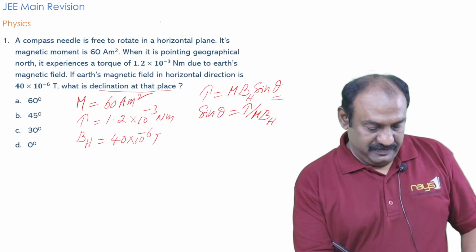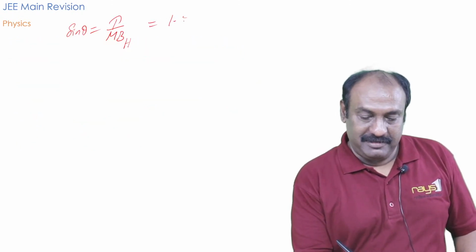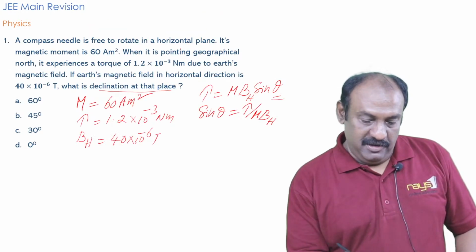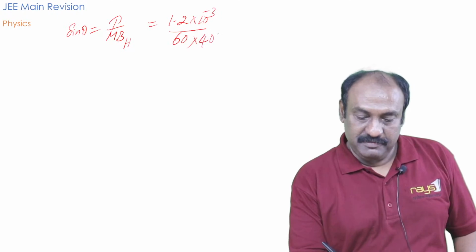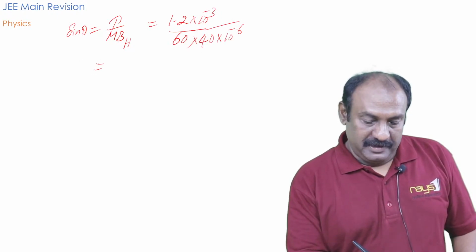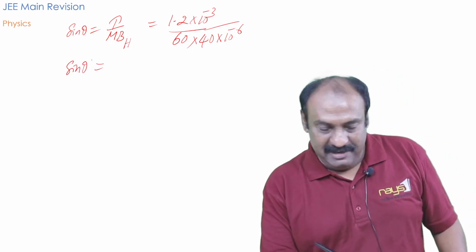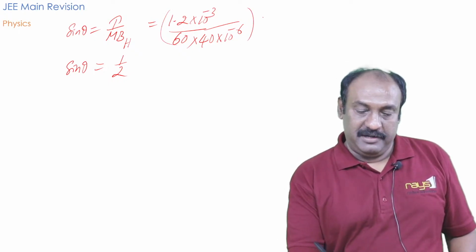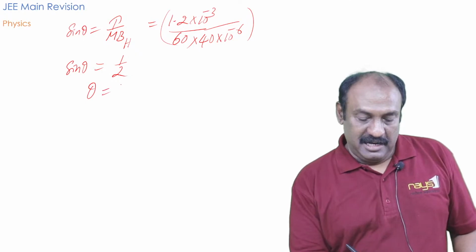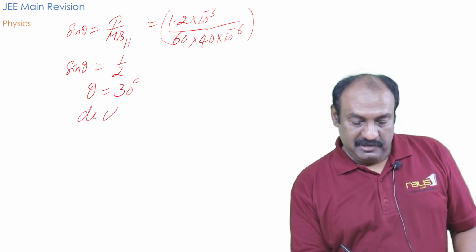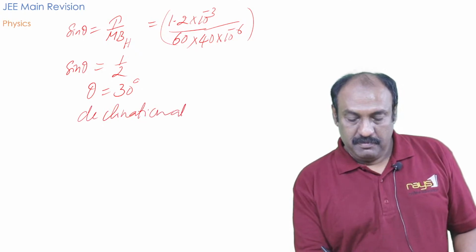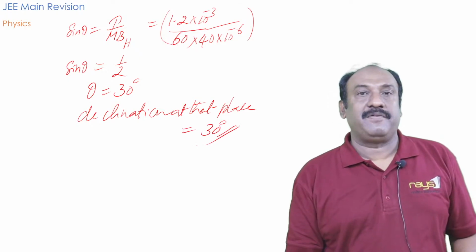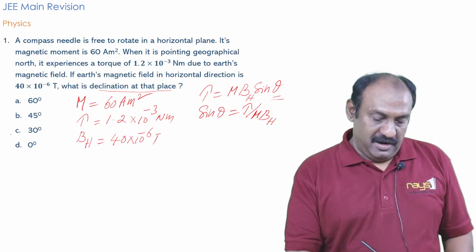What is the torque value here? 1.2 x 10^-3, divided by the magnetic moment 60, into B_H, which is given here as 40 x 10^-6. After calculation we get sin theta as 1 by 2. So sin theta is 1 by 2 means theta equals 30 degrees. So the declination at that place is 30 degrees, which is the answer for question number 1. So for question number 1 the answer is C.